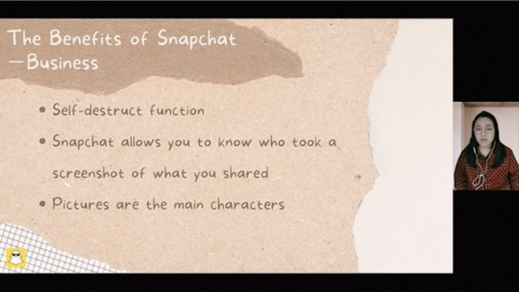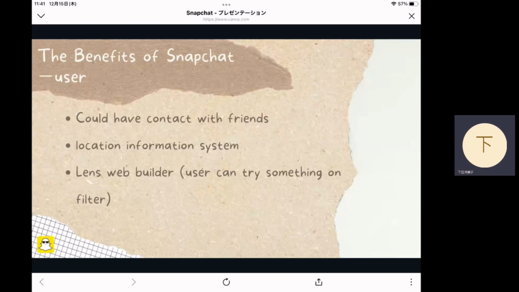Third, pictures are the main characters. Snapchat's main focus is on photos, and users are more likely to stick around and watch an image than a text-only description. The following is what Snapchat presents as benefits for users.